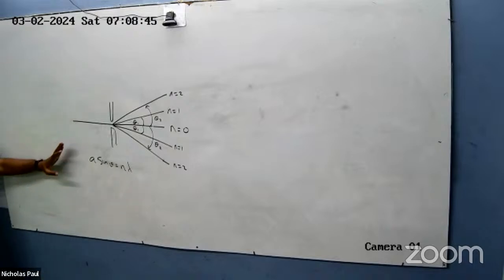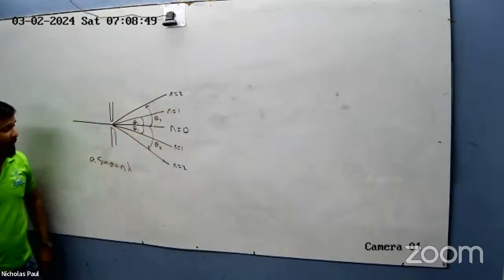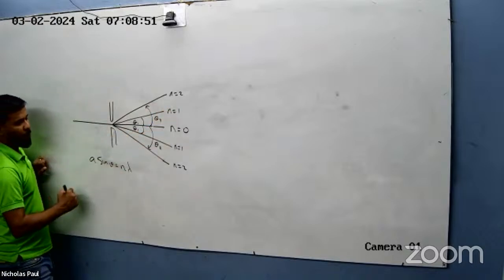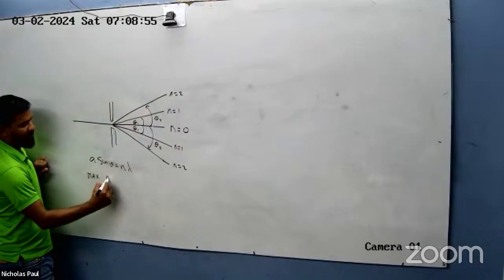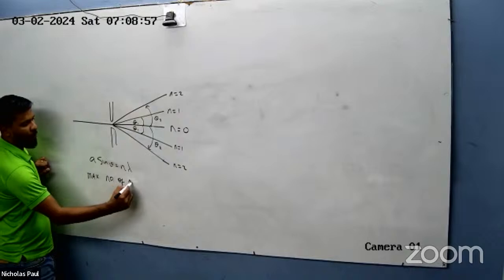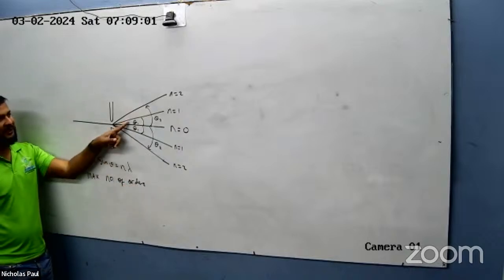As I said, there's a maximum number of orders that's possible. Okay? And to work out the maximum number of orders, we need to remember something, right? Maximum number of orders. What's the largest value for theta?